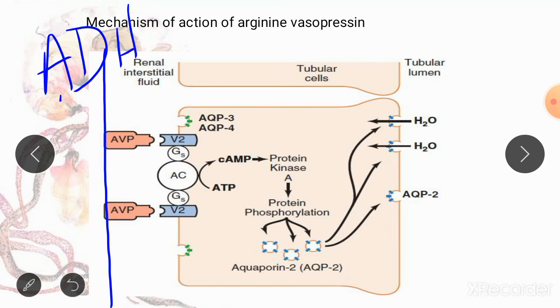So whenever ADH is secreted in your blood, it is going to be attached to the basolateral surface of your epithelial cells, where the receptors are going to be activated. The receptors are going to activate the G proteins and cause the formation of cAMP, and this is going to activate a protein kinase, which is going to cause the phosphorylation of certain proteins known as aquaporins. As the name indicates, these are water pores.